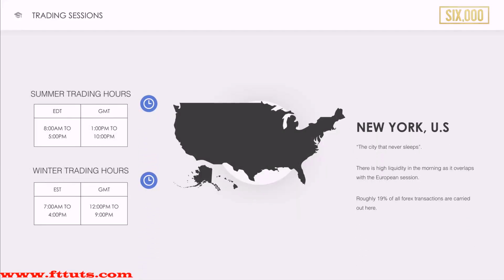And finally, we have the big one. We have New York in the United States, the city that never sleeps. There is, of course, high liquidity in the morning as it overlaps with the European session. As I mentioned, this trading session overlaps with the London session. Roughly 19% of all Forex transactions are carried out here. And again, we've got our summer trading hours and our winter trading hours.